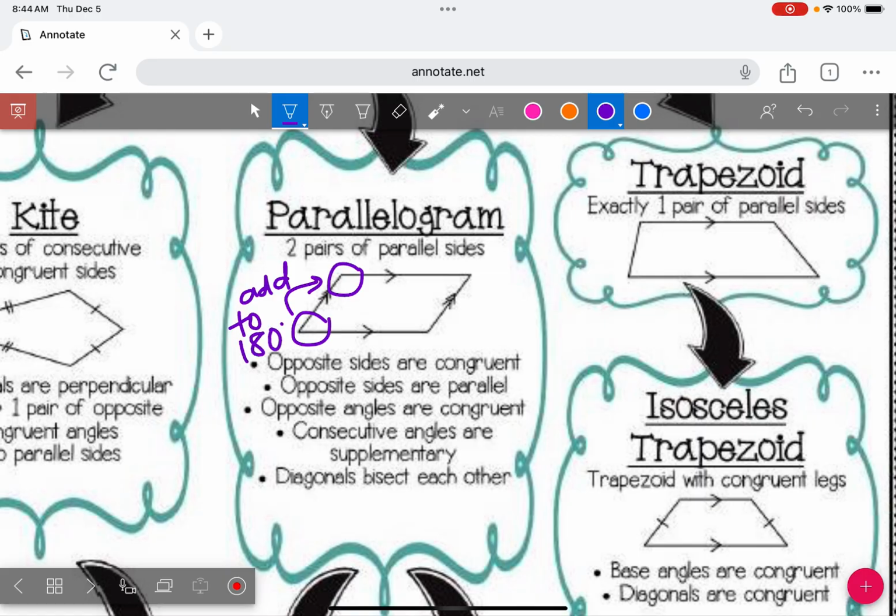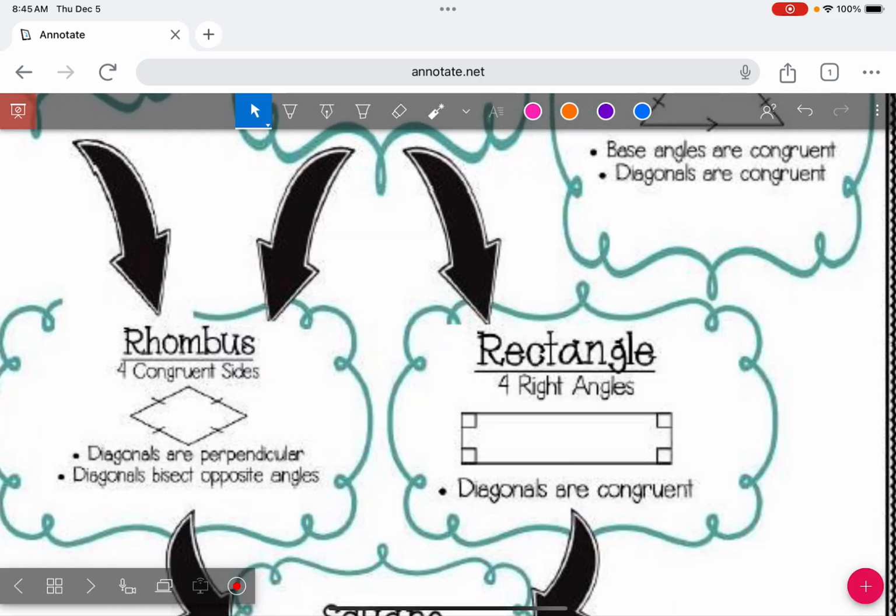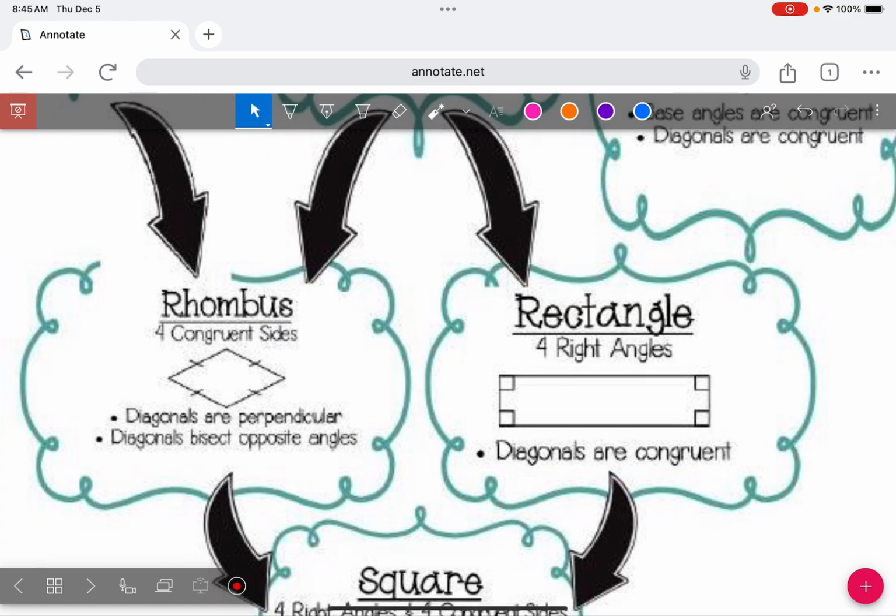The diagonals will also bisect each other. So when we draw from one opposite vertex to the other, if I were to draw two in there, for example, here and here, they would bisect each other. Part of that parallelogram family were the rhombus and the rectangle. Now, a rhombus and a rectangle end up being related in the end, which I will show you in a second, but a parallelogram can either be a rhombus or it could be a rectangle.